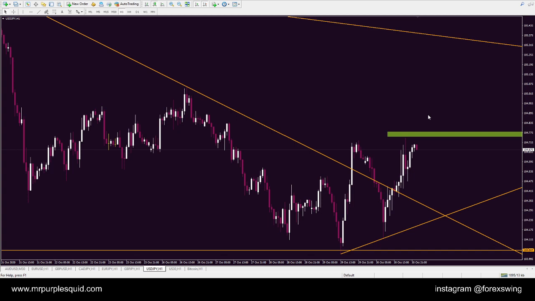And yeah. So if I get a break up here, and if price decides to go down, that would probably be a better chance to get a better entry. But that's what I'm looking for on UJ based on what I'm seeing now.